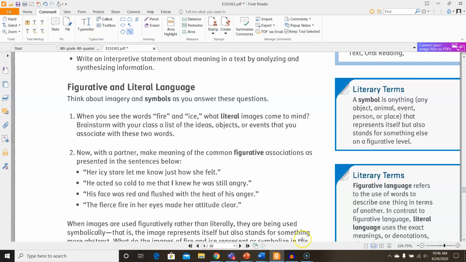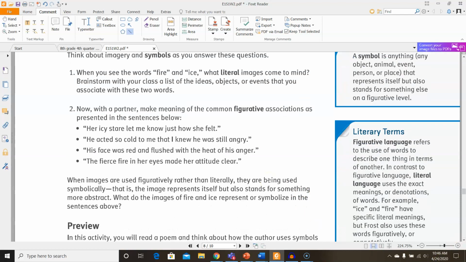His face was red and flushed with the heat of his anger. So now we're talking about how anger is like a hot emotion and his face gets all red and looks like he's fiery. And then the fierce fire in her eyes made her attitude clear. That sounds more like she's got a fire inside her that's motivating her to do whatever it is that she's wanting to do.